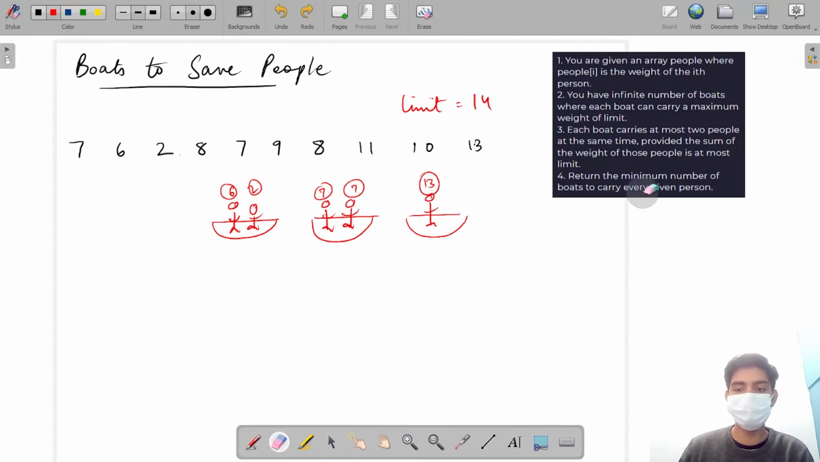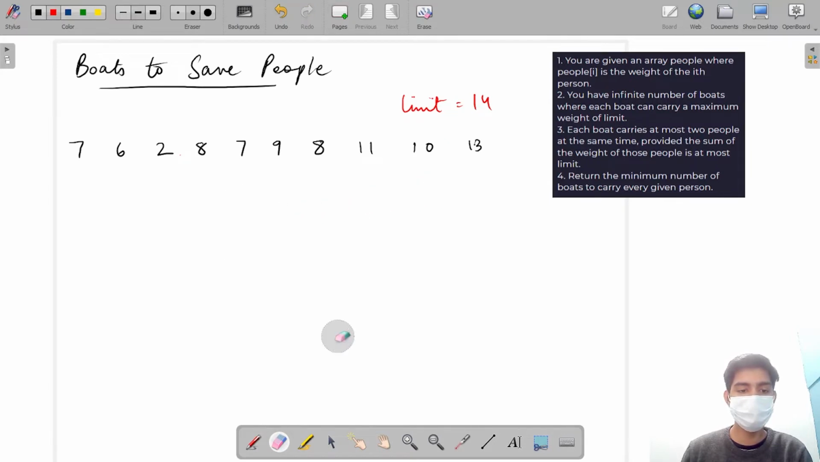So it is saying that return the minimum number of boats to carry every given person. We have to return the minimum number of boats that we will use to carry every single person here. So what we have to do is put every single person on a boat, and we have to use the minimum number of boats. We have infinite number of boats, and every boat has a limit of 14, right?